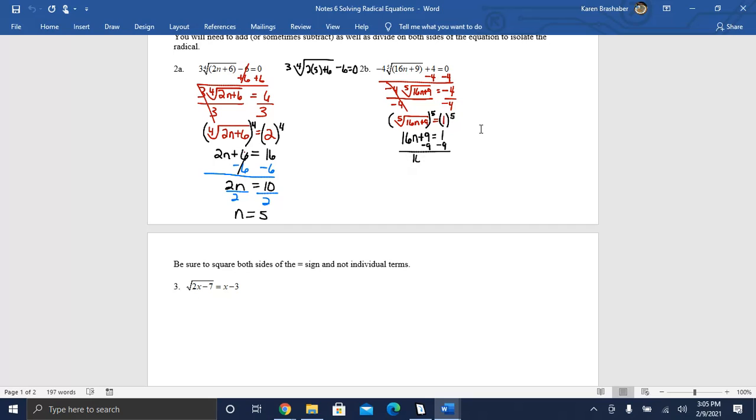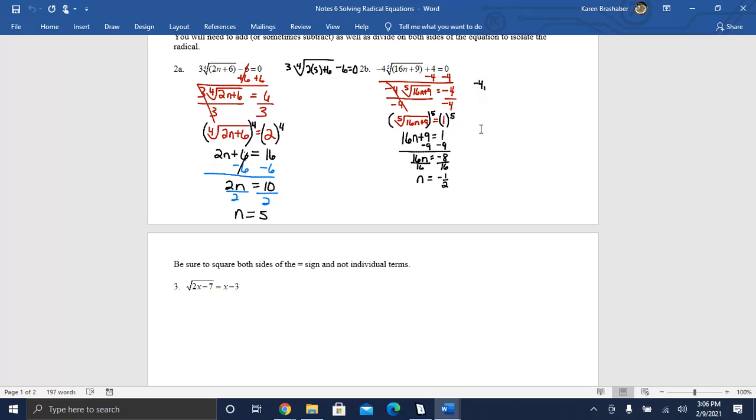That leaves me with 16n equals negative 8. I can divide both sides by 16. Now I'm going to get a fraction, or you can write it as a decimal if it's not repeating. I'm going to leave it as a fraction, which is negative 1/2. And then we do want to quickly check that to make sure it does check.